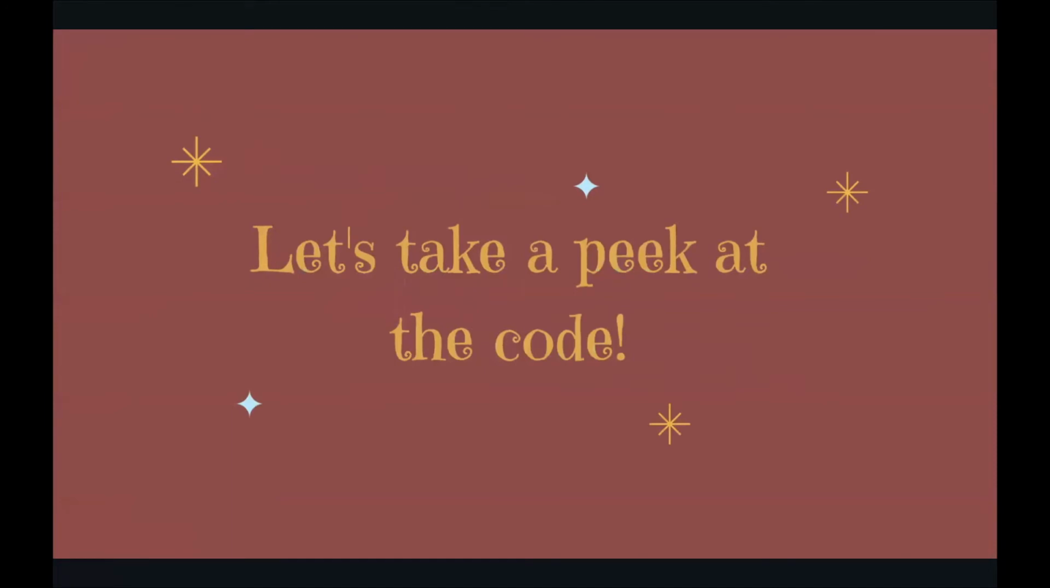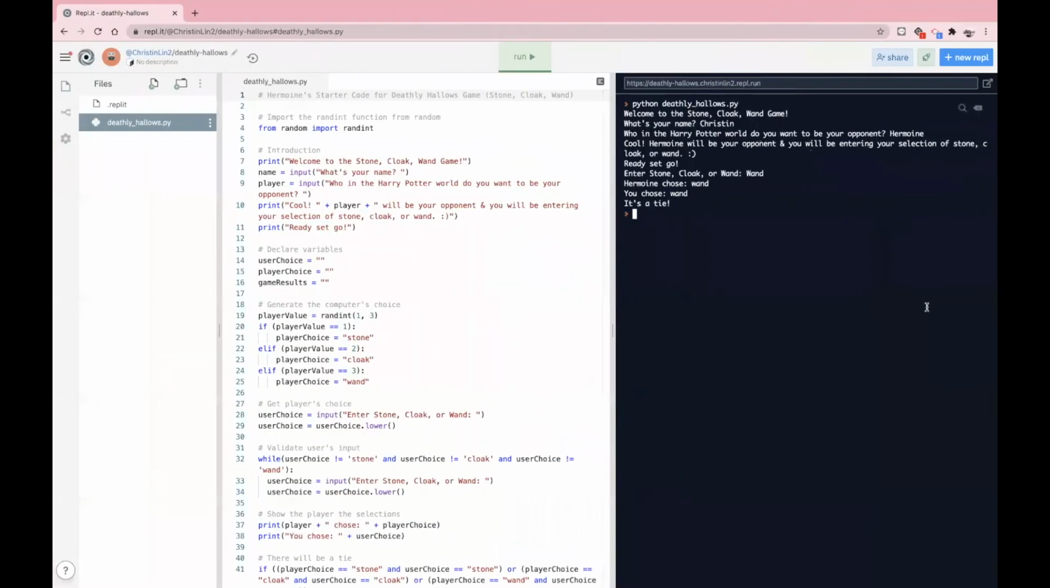Now let's go take a peek at the code now that we have had our little review. As you can see in line 4, we are importing the randint in order to use this random function when we want to generate the opponent's selection.